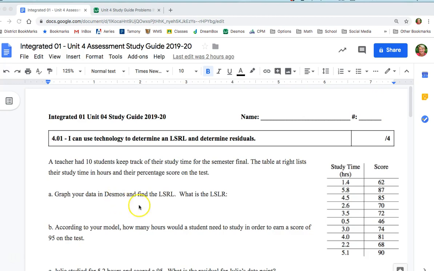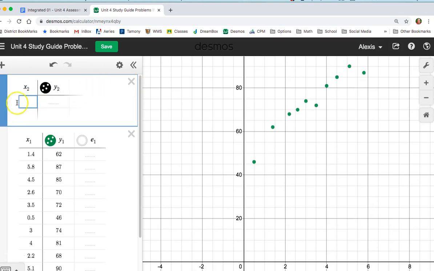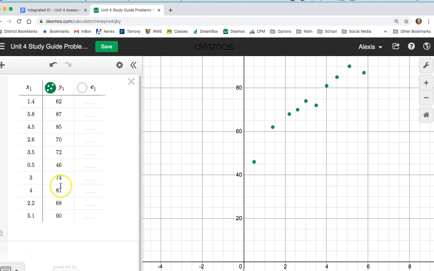What is it? All right, so here is our data. So we're going to go over to Desmos, and you would click on the plus and add a table. Once you do that, you would type in your X's and your Y's. I've already done that here. Yours will not show this E1 yet. That's going to appear later for you.